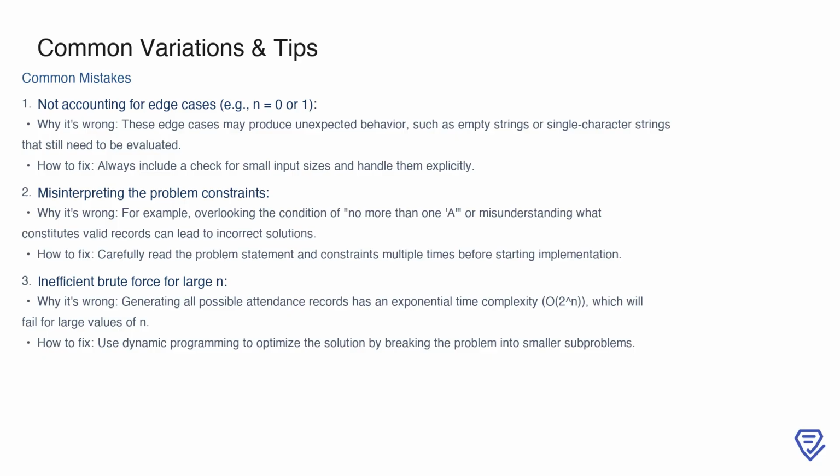Another frequent issue is misinterpreting the problem constraints. For example, you might overlook the condition that there can be no more than one A in the record or misunderstand what qualifies as a valid record. The best way to avoid this pitfall is to carefully read and reread the problem statement and constraints to ensure you fully understand them before starting implementation.